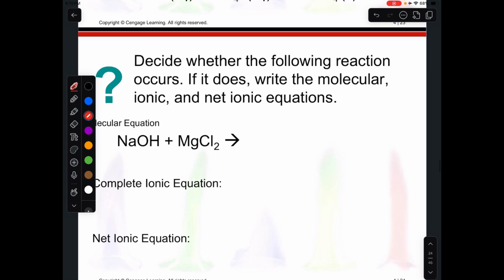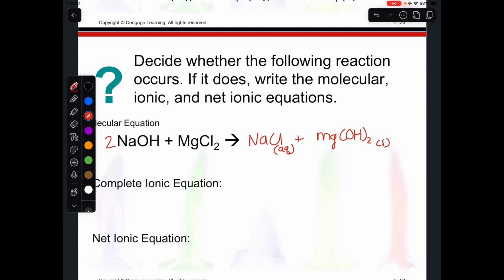All right, so decide whether the following reaction occurs. If it does, write the molecular, ionic, and net. So let's go ahead and see what we're working with here. Let's go ahead and predict your products. This becomes NaCl. This becomes Mg(OH)2. Okay? So when we look at our products, NaCl would be aqueous because it has an Na, which is a group 1A, and then this one's going to be a solid. So as long as it's not all aqueous, it does exist. So let's go ahead and balance it, and then let's write our complete and net ionic.